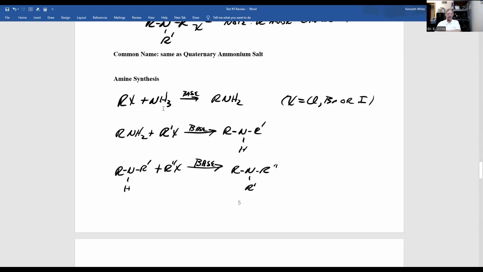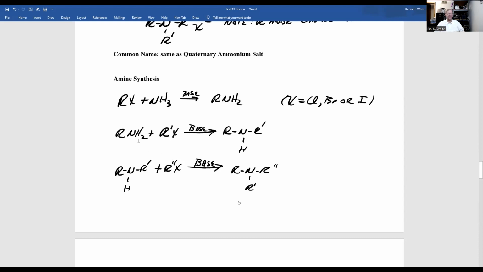Now, how do you make amines? If you take an alkyl halide, or in all of these on this slide, X can be chlorine, bromine, or iodine, with ammonia, and you need base to neutralize the HX that's made. And what you get is a primary amine. By the way, the carbon in RX is the carbon that the nitrogen in the primary amine is bonded to.